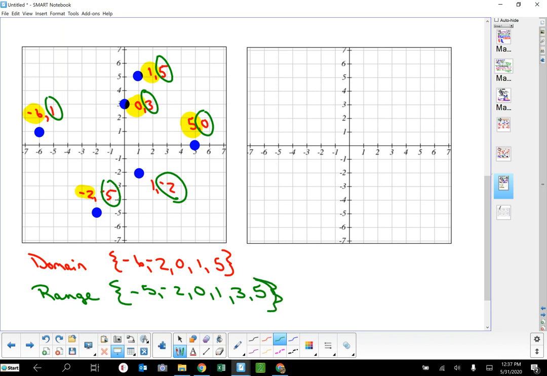All right. Is this a function up here? Well, if you draw a vertical line through each of these, there's 1, there's 1, there's 1. That one would hit both of those. So that makes it no, not a function.